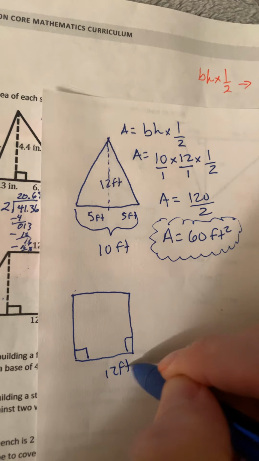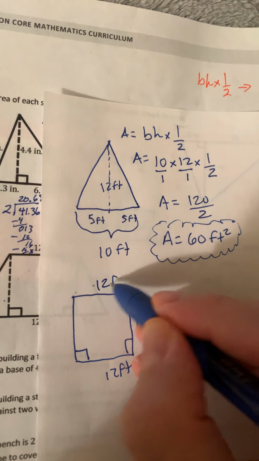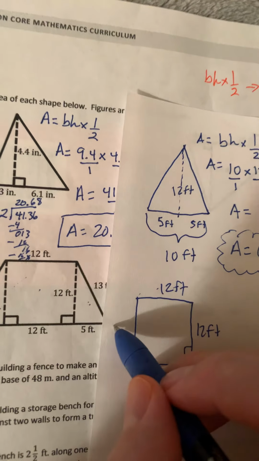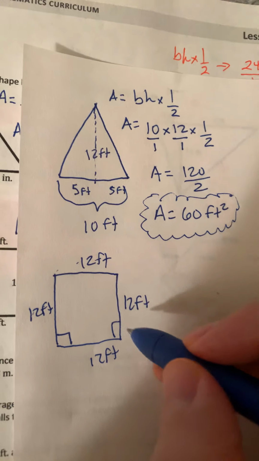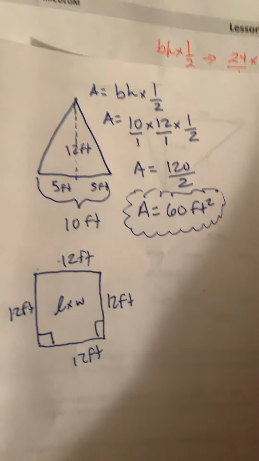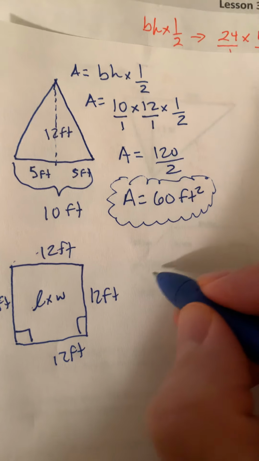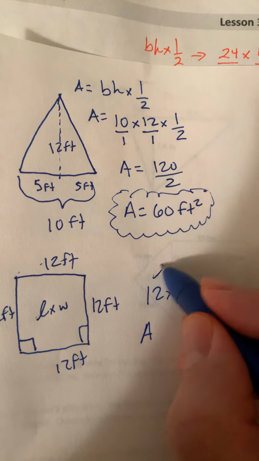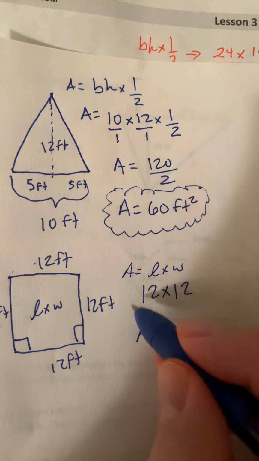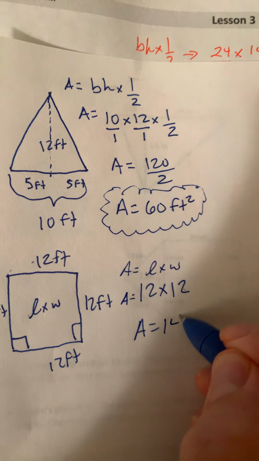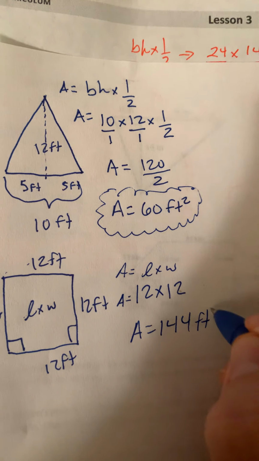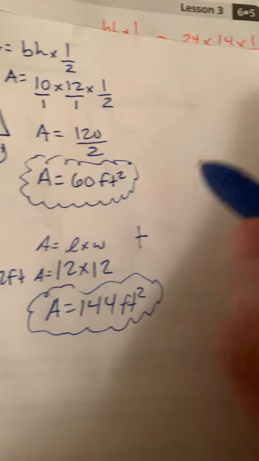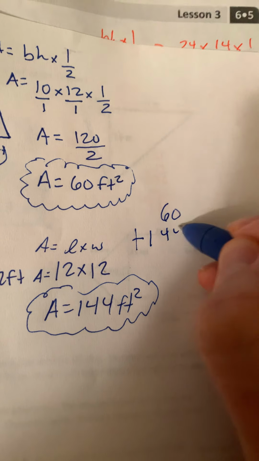And it's saying 12 feet, 12 feet, 12 feet. Now on this one, they didn't write 12 feet, but you know that it's still 12 feet because this side is equivalent to that one. So 12 feet. And the formula for finding the area of a square is length times width, or base times height. So it's basically 12 times 12, so area equals length times width, which is 144 feet squared. Okay, that's the area of the square. Now I'm gonna add these two areas, 60 and 144.